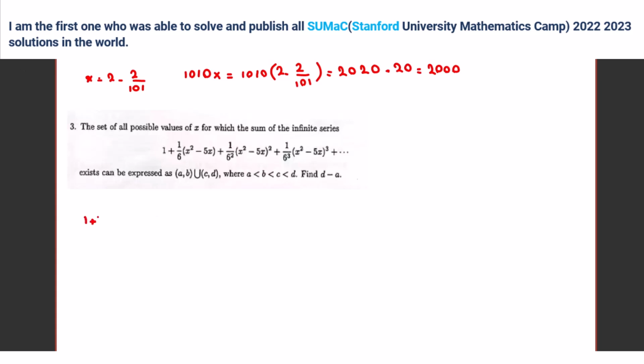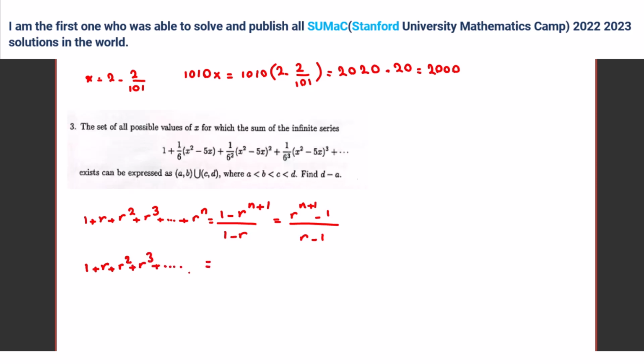Can you tell me 1 plus r squared, r cubed, to r to the n is what? 1 minus r to the n plus 1 over 1 minus r. Also, you can negate both numerator and denominator, they are same. Understood? Yeah. 1 plus r squared to r cubed is what, this one?